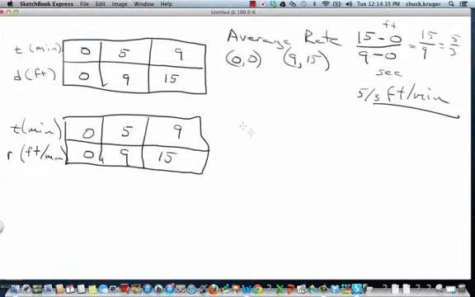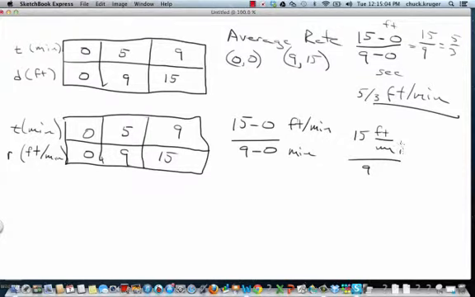So if I did this, 15 minus 0 and this 9 minus 0, what this is feet, this is minutes down here. This is feet per minute here. So I'd have 15 feet per minute divided by 9 minutes. That gives me feet. This gives me 5/3 feet per minute squared. That gives me my average acceleration. That's not what I'm looking for. I'm looking for my average rate of change. What's my average rate that I was walking?